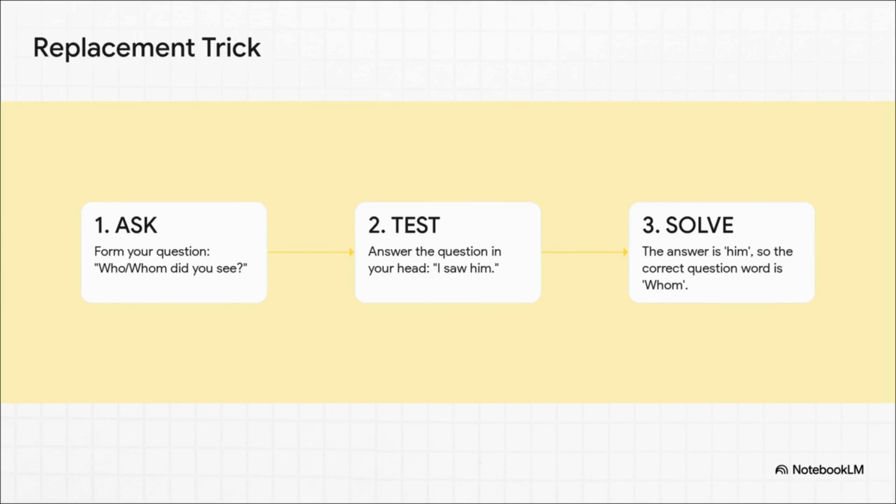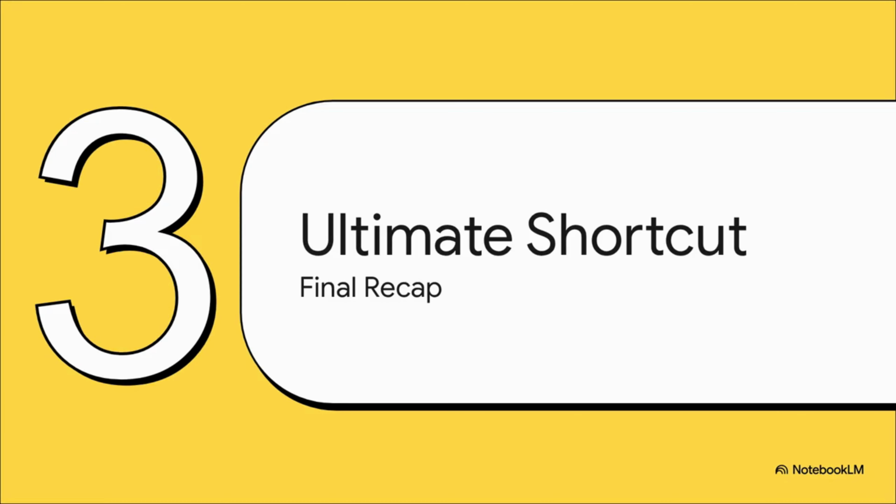It just works. So here it is. The simple 3-step process you can use every single time. 1, just ask your question. 2, test it by answering it in your head. And 3, solve it. If the answer has he or she, use who. If it's him or her, you gotta use whom. Okay, we've covered both pairs. Now let's put it all together in one final, super powerful cheat sheet.